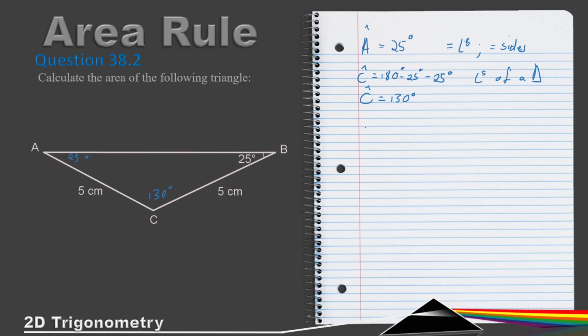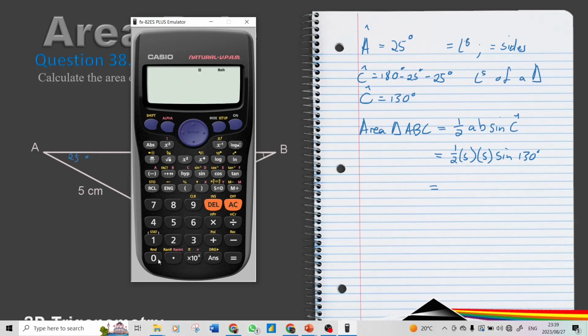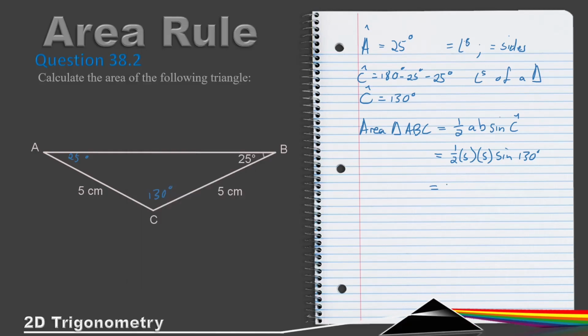Then we can go ahead and say the area of triangle ABC is equal to half ab sine of C, and substitute in sine 130 and type it in. 0.5 times 5 times 5 times sine 130 is equal to 9,58 centimeters squared.